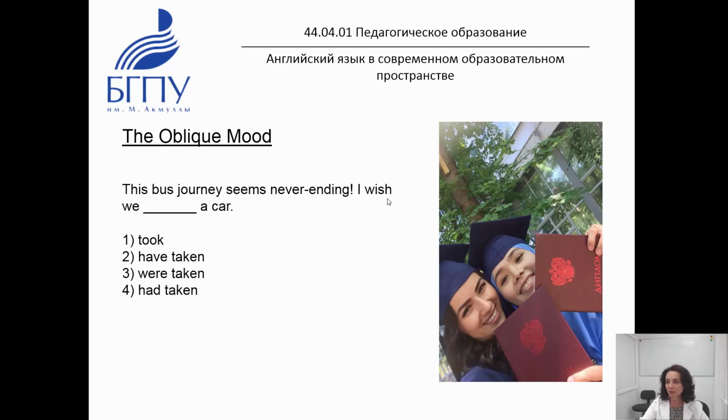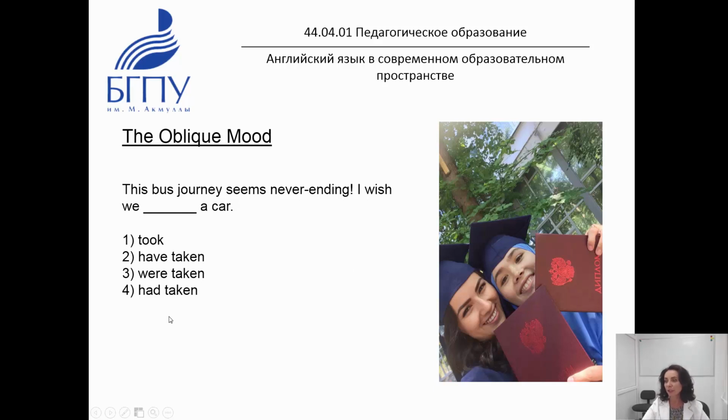usually we use the subjunctive two. Subjunctive two is also a kind of the oblique mood. And the formation of the subjunctive two is the following. It corresponds to the form of the past simple tense if we mean the simultaneity, одновременность, and it corresponds to the form of the past perfect tense if we mean the priority. In this sentence, we mean the priority: the action of our not having taken the car is prior to the action that the journey seems never ending. That's why the variant I wish we had taken a car will be the only right variant.